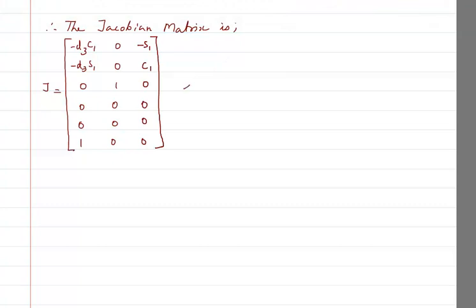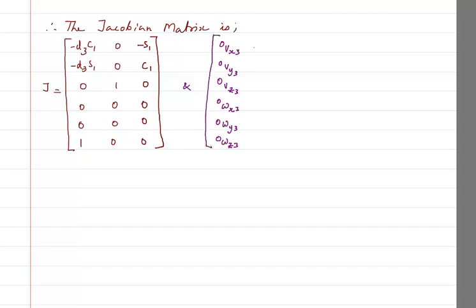And the velocity kinematics, if you remember, it is 0vx3, 0vy3, 0vz3, then 0 omega x3, 0 omega y3, 0 omega z3.